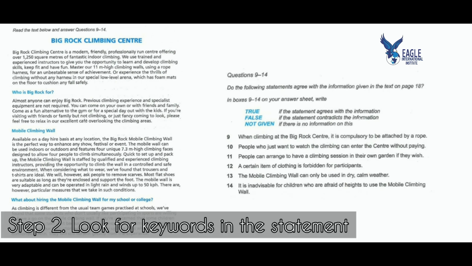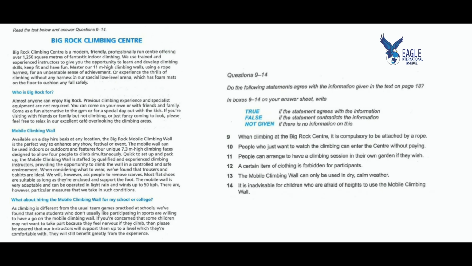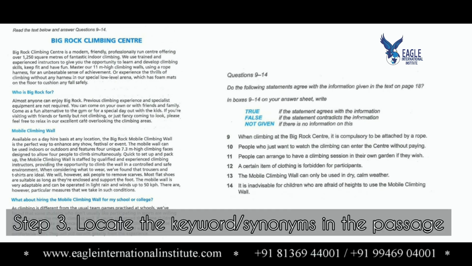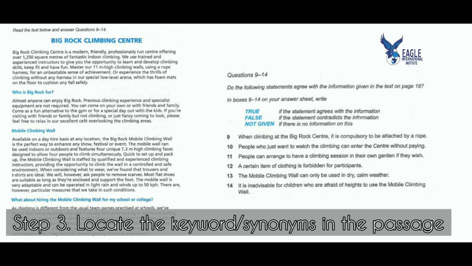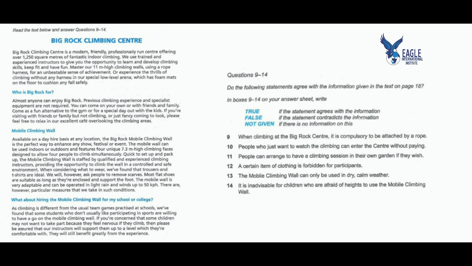The second step is to look for the keywords and underline it. So in this 9th question, I'm going to take rope as my keyword. So I'm going to locate this keyword in my passage. What is our third step? Yes, we have to locate the keyword or the synonyms in the corresponding passage to find out where we can find the answers for our question. So, I'm going to find out my keyword rope in the passage.